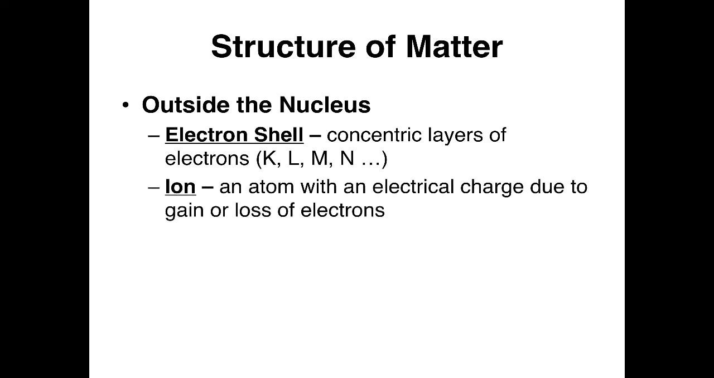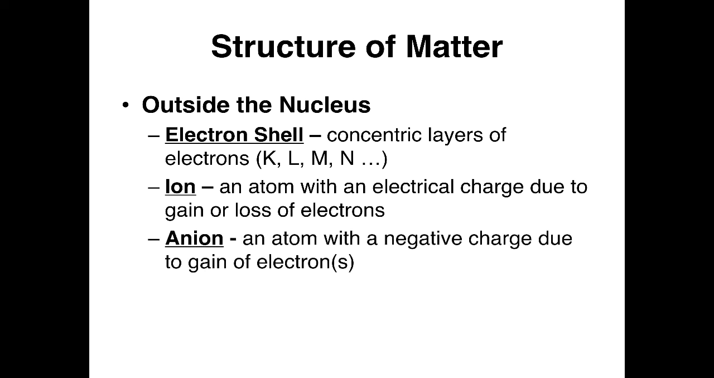We've said this before, an ion is an atom that contains an electrical charge, and this electrical charge occurs because an electron either is gained or lost. Ions do not occur because of changes in protons. They always occur because of changes in electrons. So the electrical charge that occurs is an imbalance between the electrons and the protons, and it's due to either a gain or a loss of electrons.